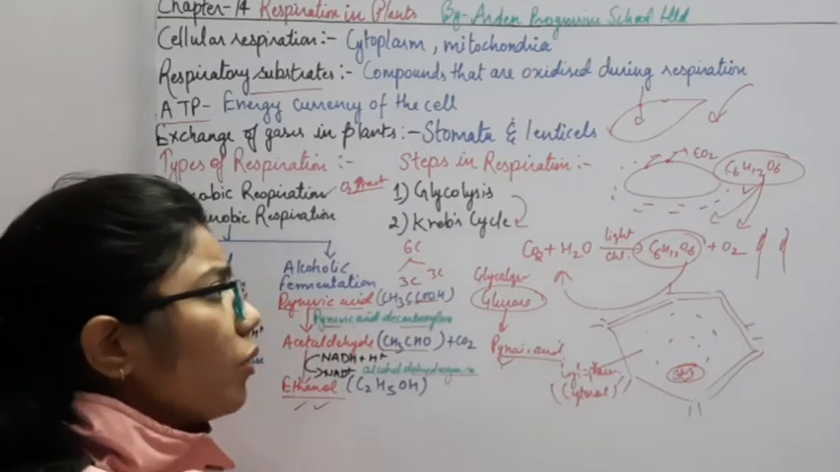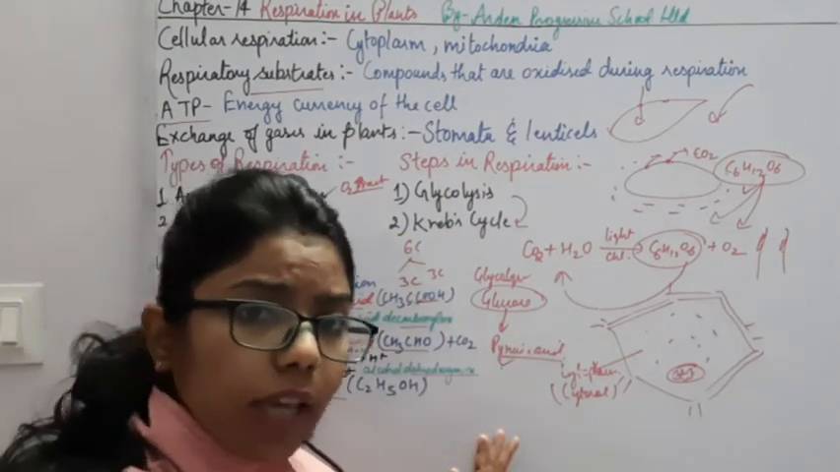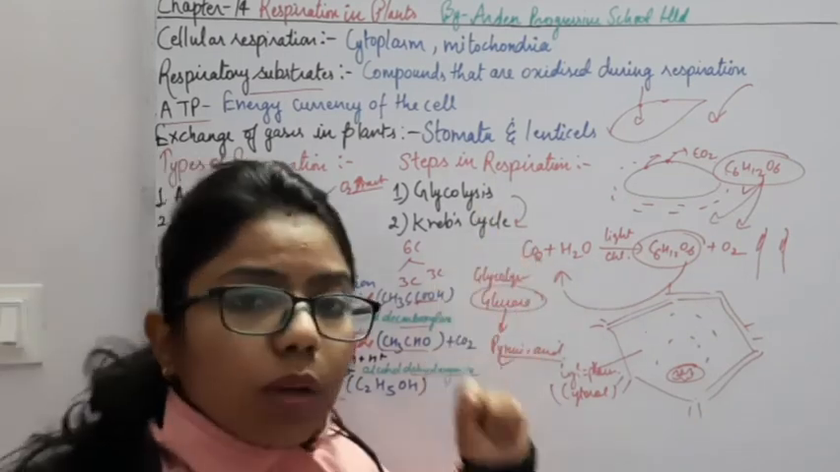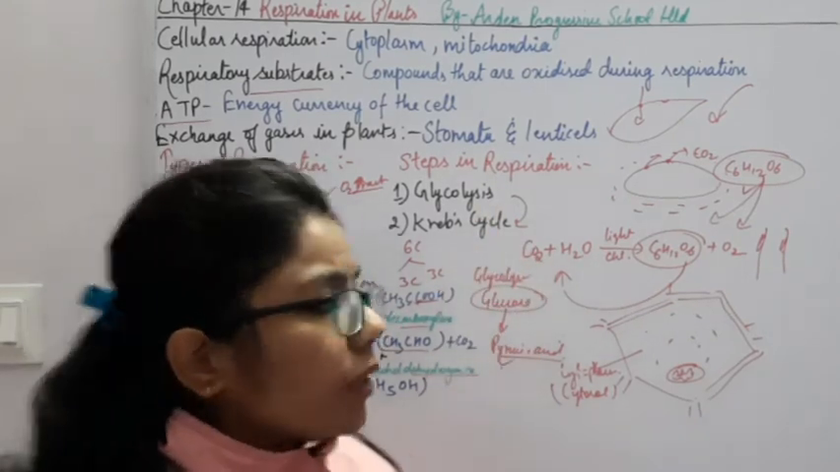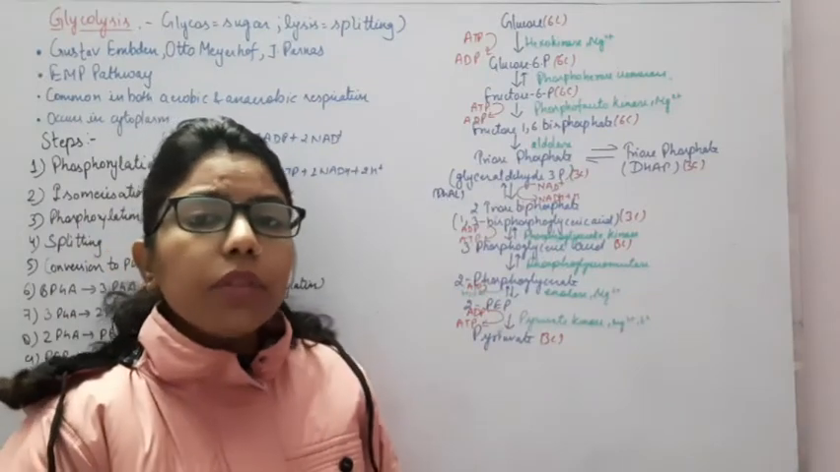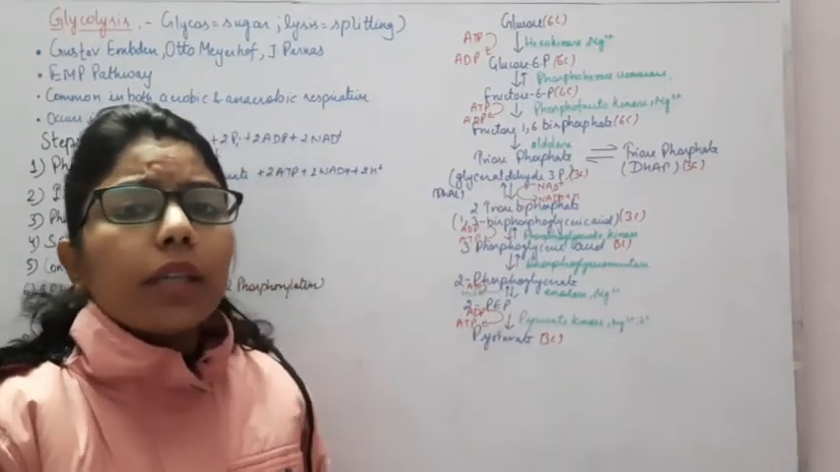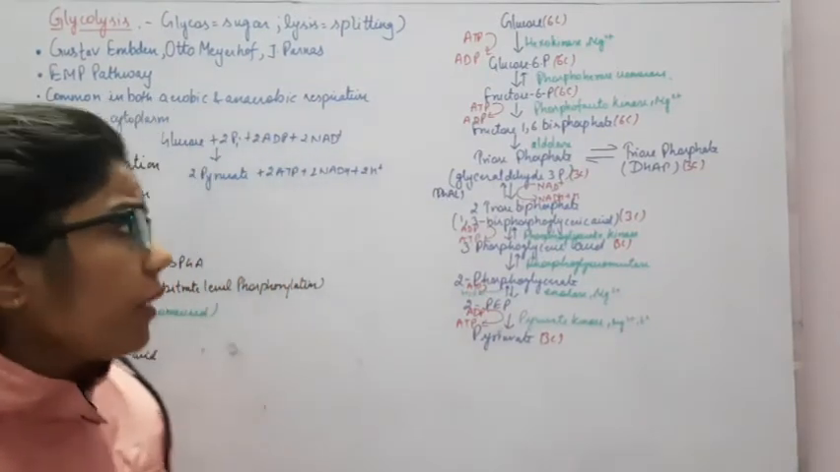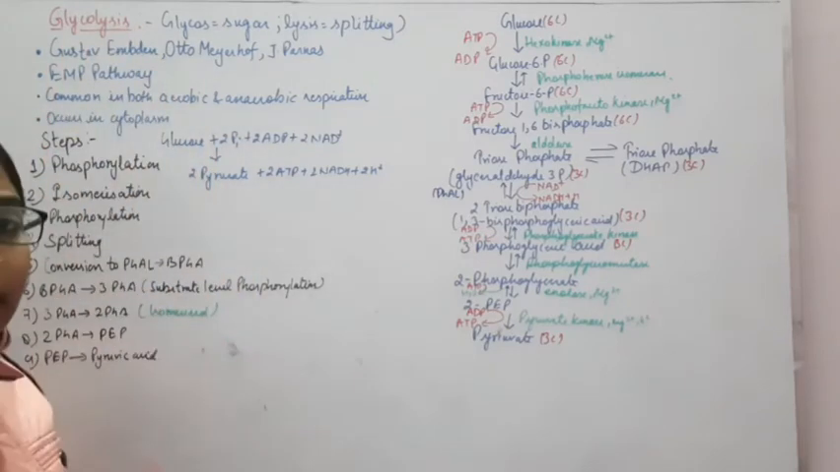So now we will have to understand what are the different steps which take place in glycolysis. Okay, so let's start with another part. Now here we will start with the first step, that is glycolysis. As we have said, glycolysis is what? It is a Greek term.